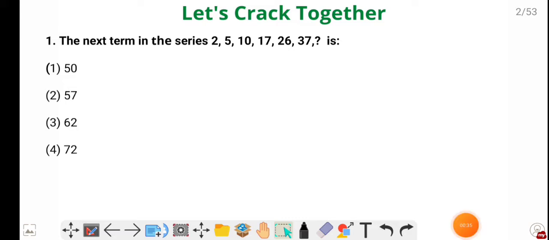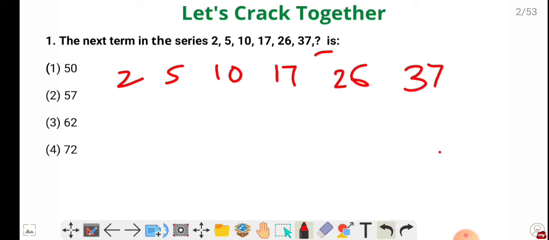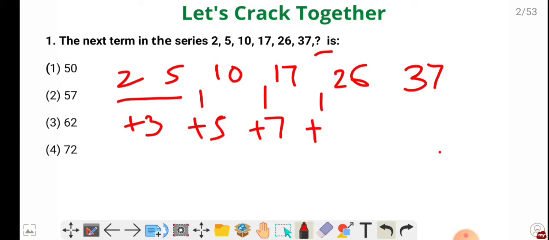The next term in this series is what? We have to find the next term. In this type of question, like number series, we just have to identify the pattern, whether there is a difference between two terms, an addition, a multiplication, a square or anything. Here the numbers are 2, 5, 10, 17, 26 and 37. What is here? 2 plus 3 is equal to 5. Here is 5 plus 5. Here plus 7. Here plus 9. Here plus 11.